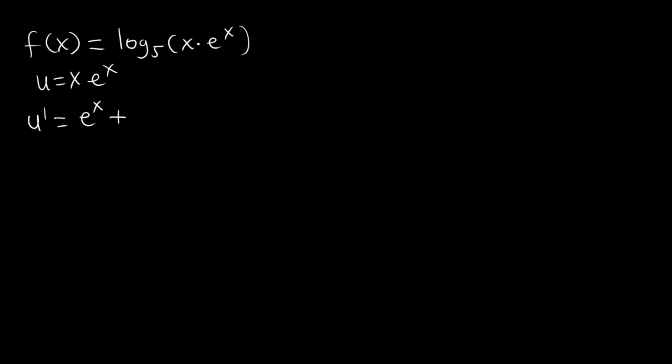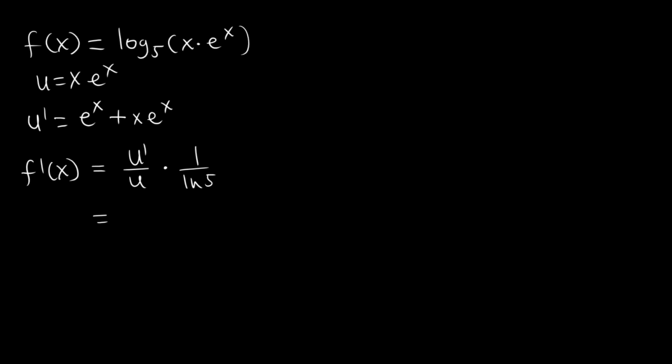Plus, then I'll keep x and differentiate e to the power x. And you know the derivative of e to the power x will still be e to the power x. So I'm going to have x multiplying e to the power x. So that's u prime that we have now. So now all you have to do is our substitution. I'm going to have f prime of x equal to u prime divided by u, multiplying 1 over ln of the base, which is 5.